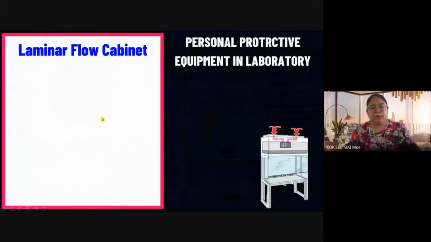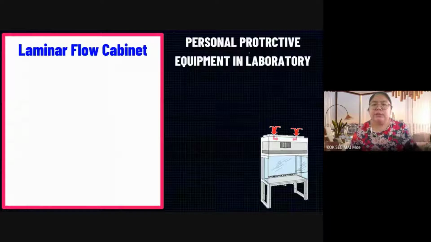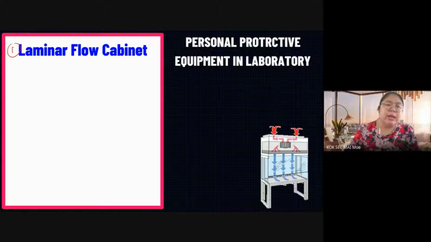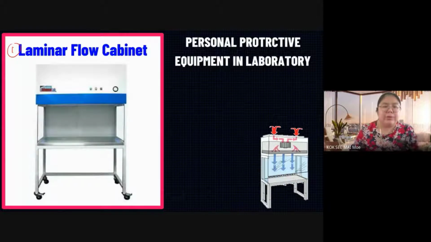Okay, now we see the equipment we normally use inside the lab. This one is the personal protective equipment in the lab. First one, we learn about the laminar flow cabinet. Okay, laminar flow cabinet, we see the diagram first. When you just come to St. David, the chemistry lab, they put it at the back, the diagram becomes like this.